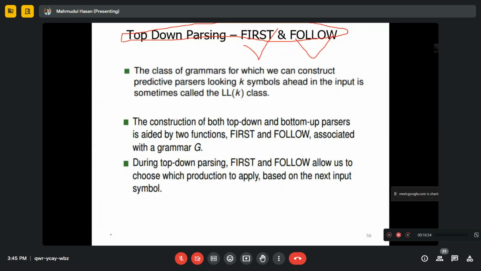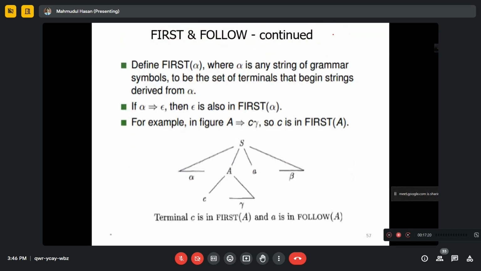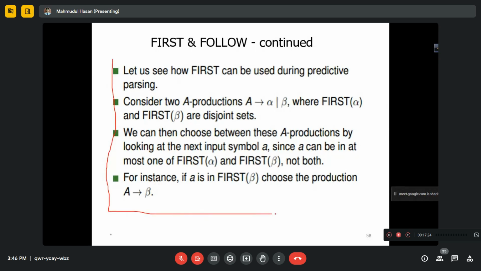Okay. So first and follow is very important for your final exam, and those functions are needed to create a parser, top-down or bottom-up, and also to create the parsing table. There are some rules to find out first, but I will give some examples to explain those rules. First and follow is very important because predictive parser has no backtracking. That means you need to identify what is the next character of this character, what is the first character of this character.